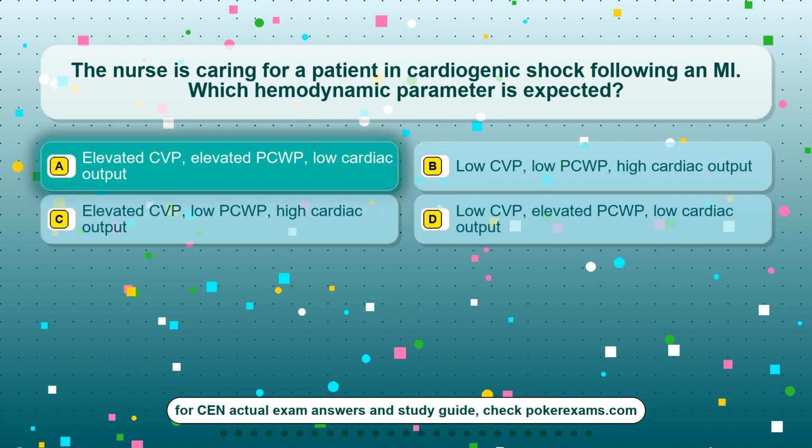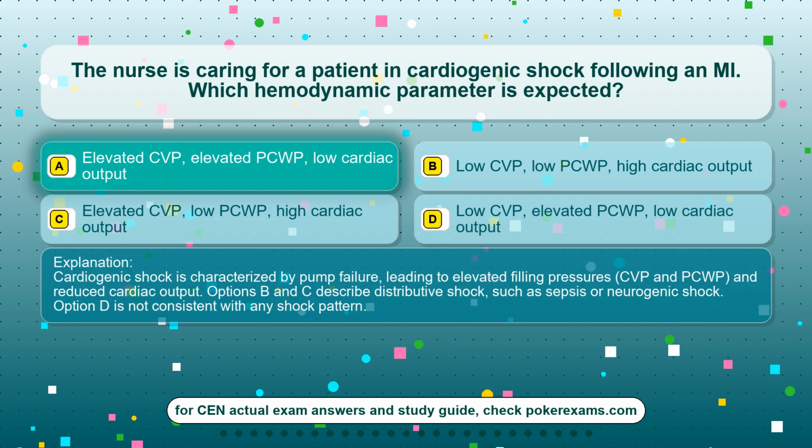The correct answer is option A, elevated CVP, elevated PCWP, low cardiac output. Cardiogenic shock is characterized by pump failure, leading to elevated filling pressures, CVP and PCWP, and reduced cardiac output. Options B and C describe distributive shock, such as sepsis or neurogenic shock. Option D is not consistent with any shock pattern.